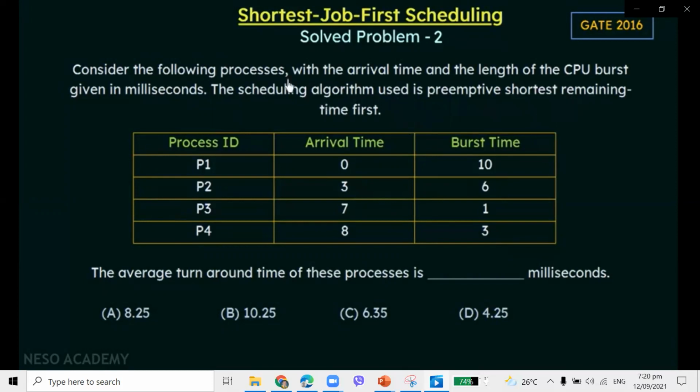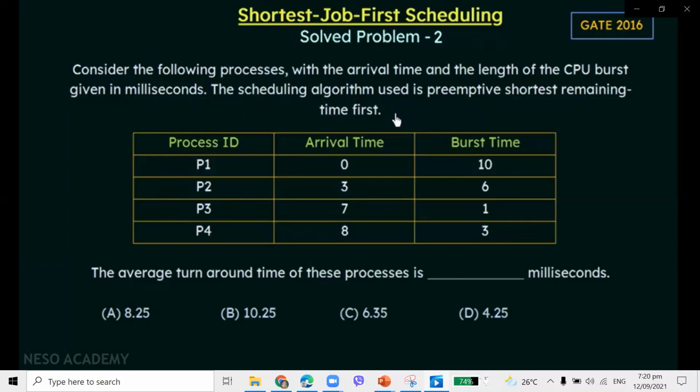So this is another name for the shortest job first scheduling, and what we have to keep in mind is that it is preemptive. That means when one process is executing, if another process of shorter burst time arrives, then the executing process can be preempted or the CPU can be taken away from it and given to the shorter process. So that is what it means.